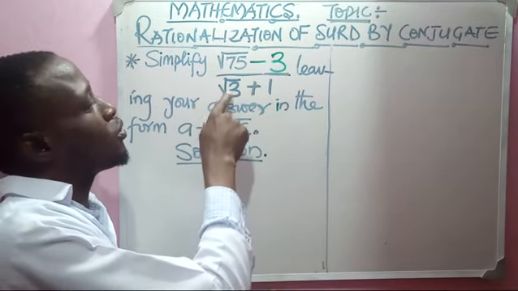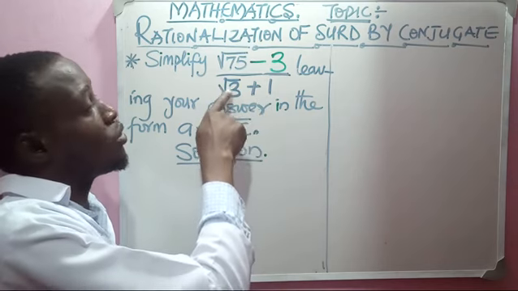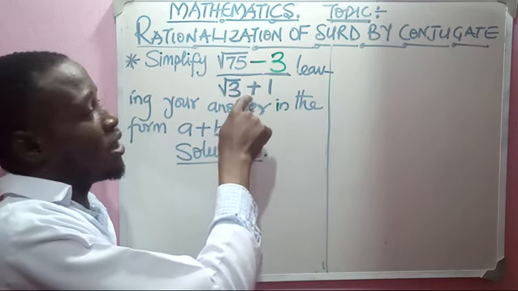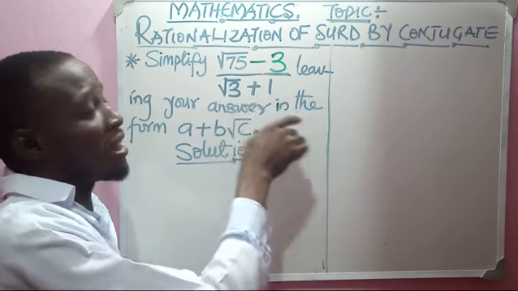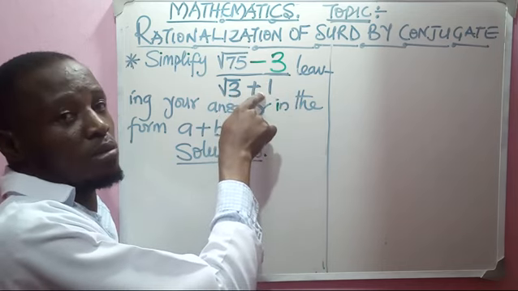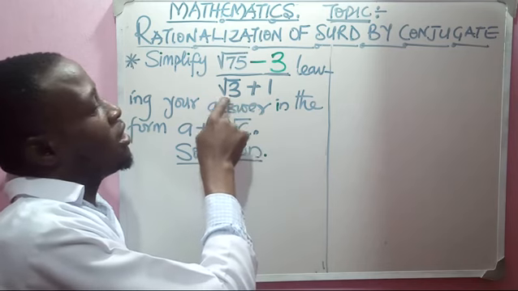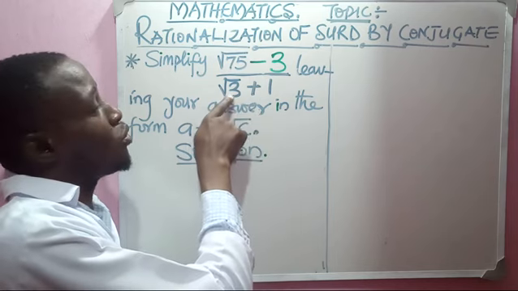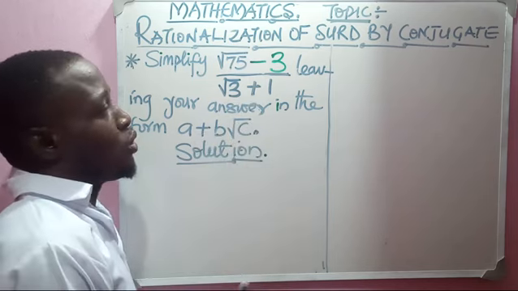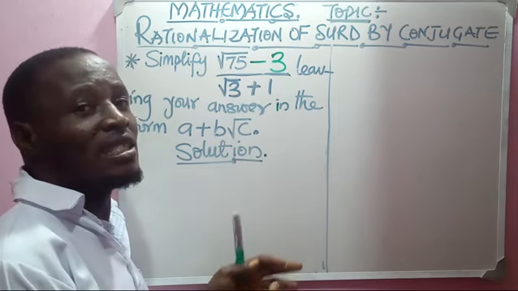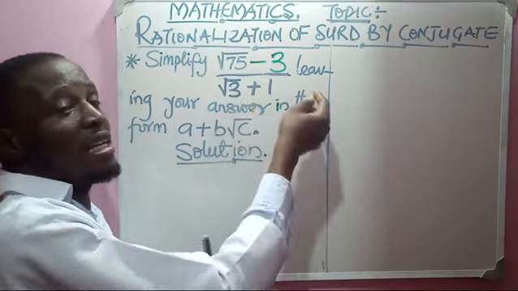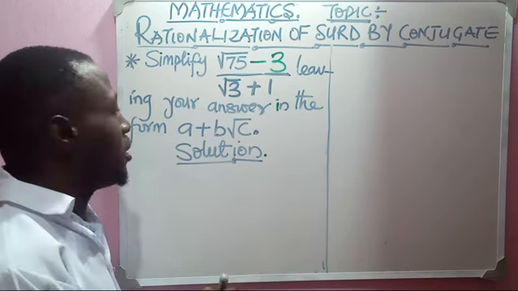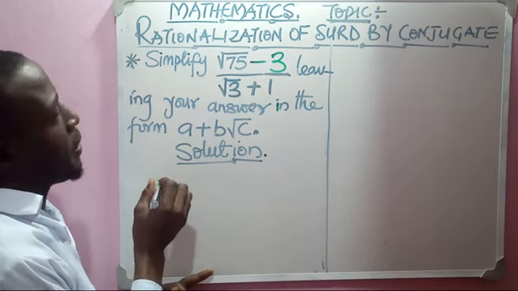Now, the conjugate of root 3 plus 1 will be root 3 minus 1. Conjugate is the opposite in sign. This one is plus. The conjugate of the denominator will carry the same thing but a different sign, which is minus. So, if the denominator here is root 3 plus 1, the conjugate of the denominator will be root 3 minus 1. So, rationalizing it, you will multiply the denominator by its own conjugate and the numerator by the what? Same conjugate. Firstly, let's start.